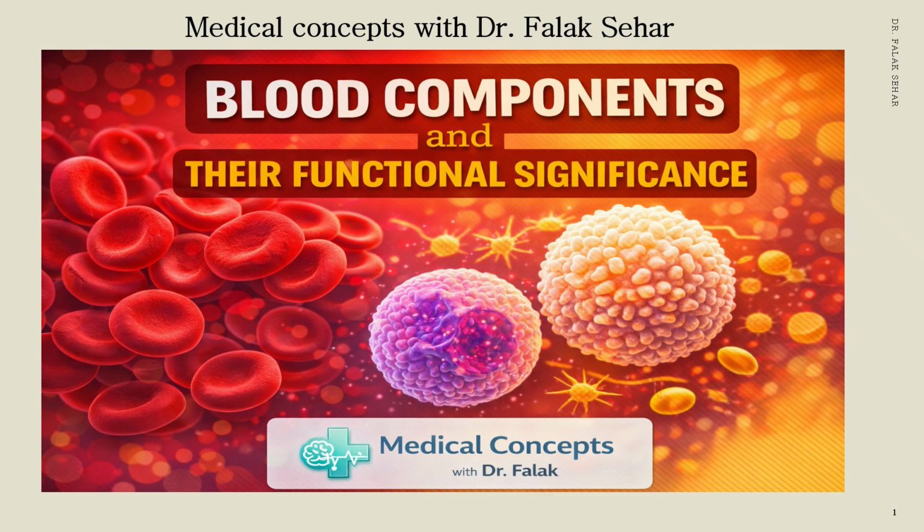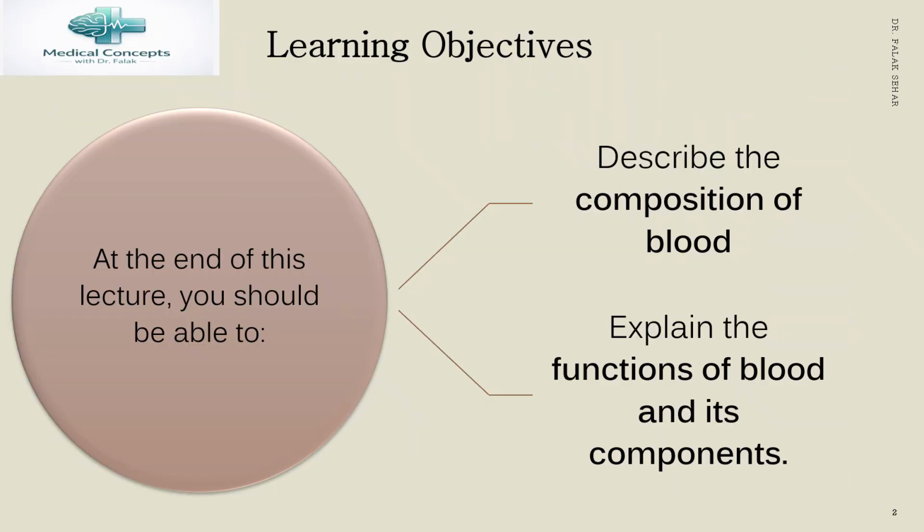So today we are going to break down blood not just as a fluid but as a highly specialized connective tissue that is essential for survival. In this lecture we are going to cover two core aspects. Number one is the composition of the blood, meaning what exactly the blood is made up of, and second, the functions of the blood and their components, meaning how each component contributes to maintaining the overall homeostasis of the body.